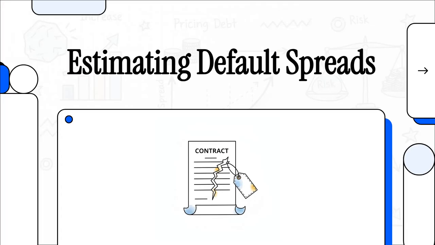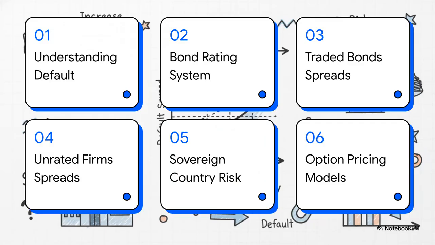Welcome to This Explainer. Today, we're opening up the ultimate toolkit. Our goal here is to build a practical, step-by-step playbook for estimating what we call default spreads across completely different types of entities. We're taking the theory straight out of the textbook and showing you exactly how risk is priced in the real world. Here's the roadmap for our playbook.